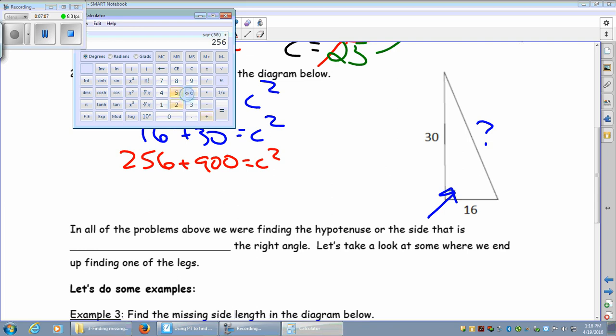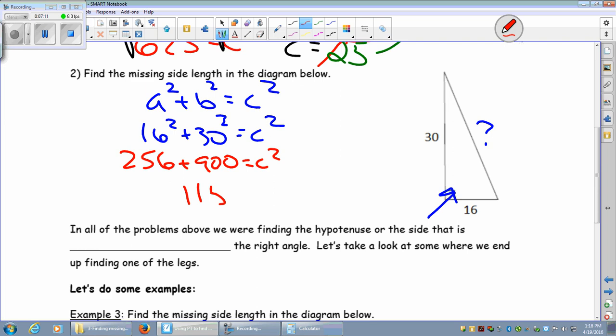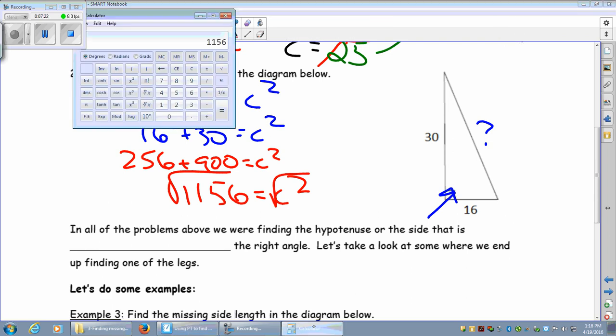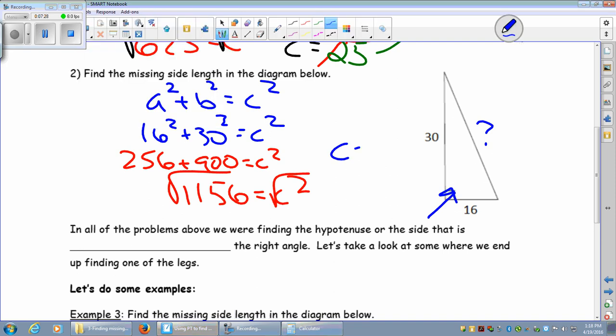900 plus 256 is equal to 1156 is equal to c squared. Square root both sides now, and I end up getting, there we go, square root, I end up getting 34. That's pretty nice. c is equal to 34. So that missing side length is 34. Alright, so it seems pretty easy.